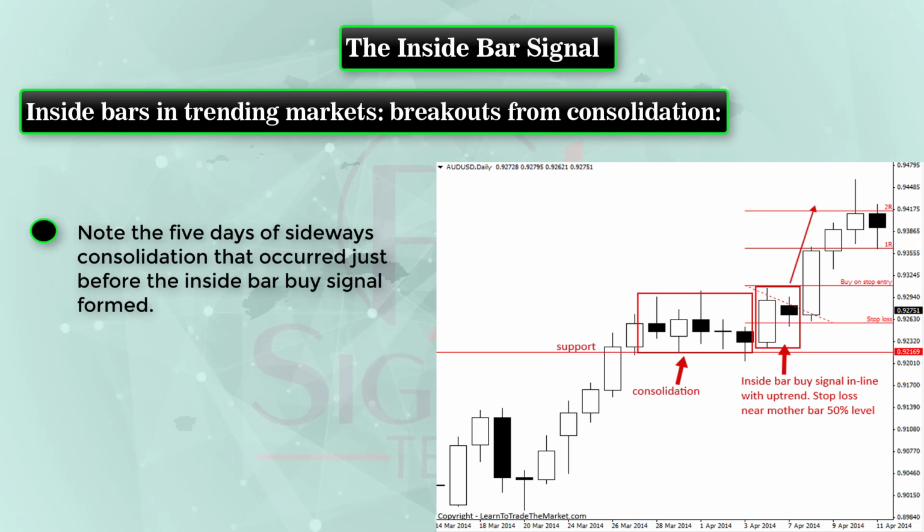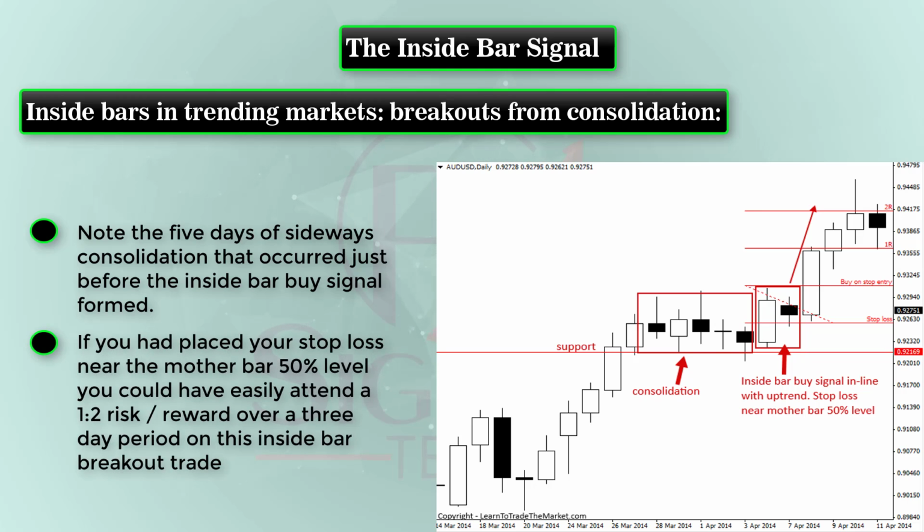Note the 5 days of sideways consolidation that occurred just before the inside bar buy signal formed. If you had placed your stop loss near the mother bar 50% level, you could have easily attained a 1:2 risk over reward over a 3-day period on this inside bar breakout trade.